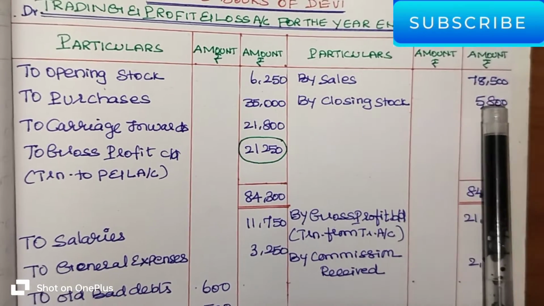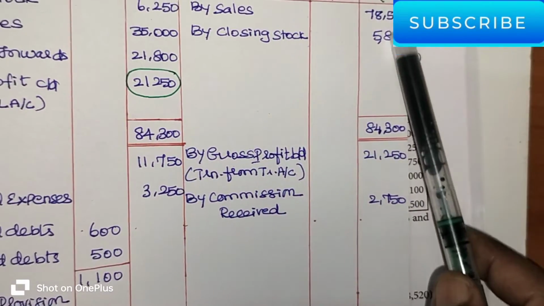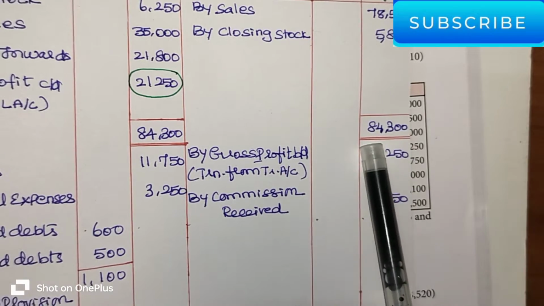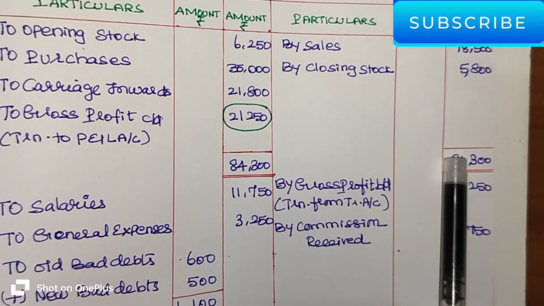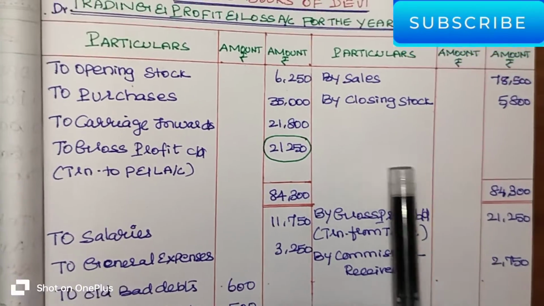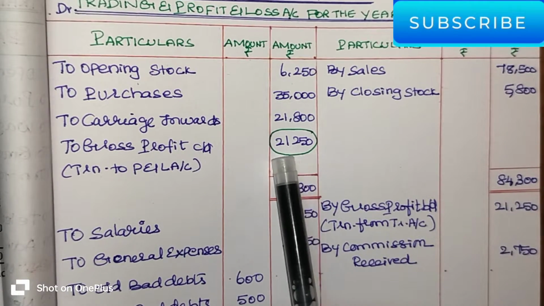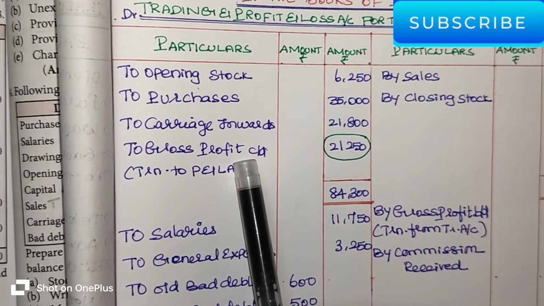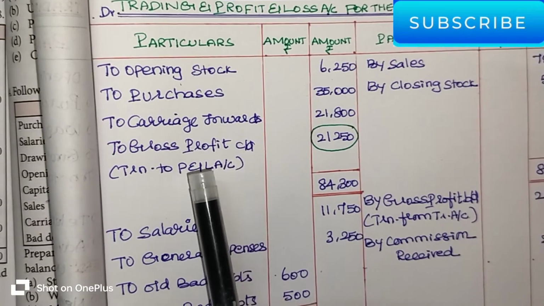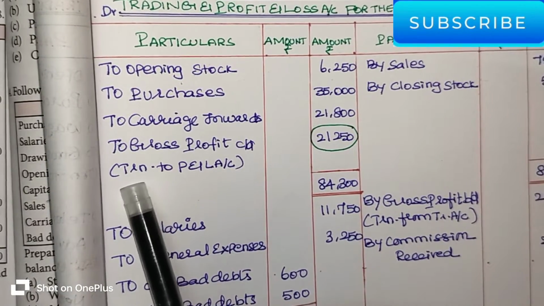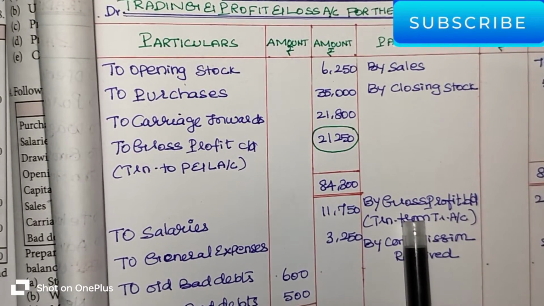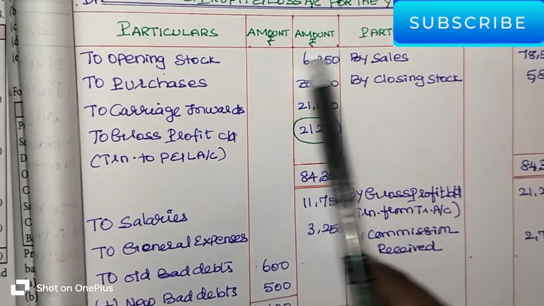Okay, which side has the higher value? The credit side has the higher value. The total we entered on both debit and credit side is 84,300. Then the difference, 21,250, is the gross profit. The gross profit is transferred to the profit and loss account. So we have prepared the trading account.